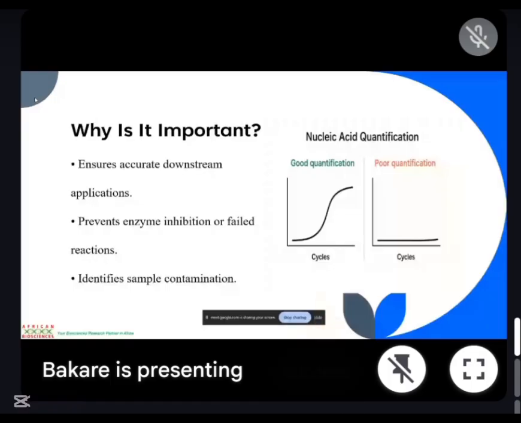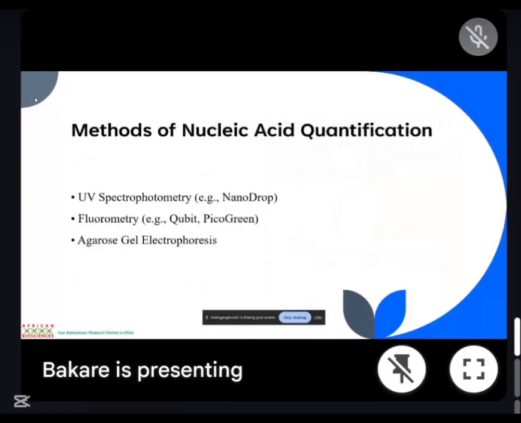It also helps you to identify sample contamination. Do I still have protein in my sample? Do I still have DNA? Do I still have RNA? Do I still have phenol? Do I still have salt in my sample? So we have three methods of nucleic acid quantification. We have UV spectrophotometry, that's the nanodrop. We have fluorometry, that's the Qubit fluorometer, we have the PicoGreen, and then we also use agarose gel electrophoresis. We'll start with the nanodrop.